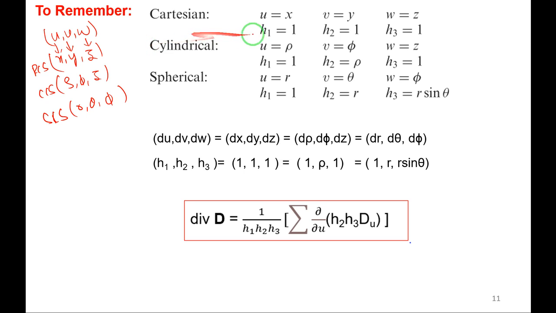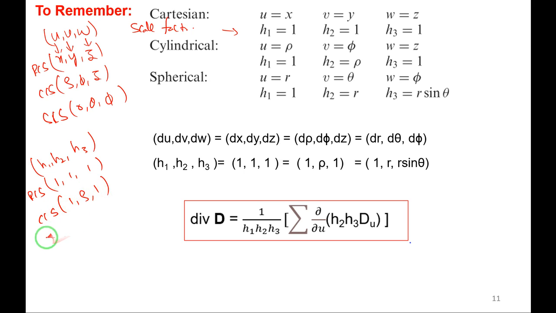Then what about the scale factors? In the second line I have written h1, h2, h3. We call these the scale factors. In Cartesian, the scale factors are h1, h2, h3, and they are 1, 1, 1. This is in the rectangular coordinate system. If it is the cylindrical coordinate system, the scale factors are 1, rho, 1. If it is the spherical coordinate system, the scale factors are 1, r, r sine theta.